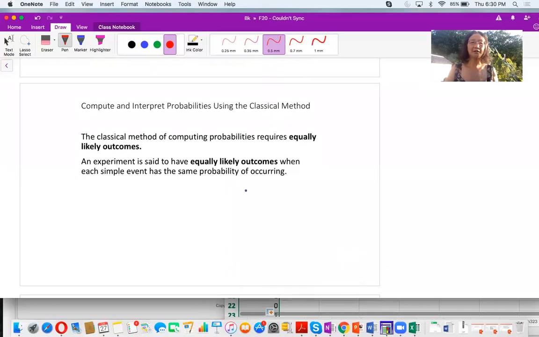This one is just a statement saying a classical method of computing probabilities requires equally likely outcomes. An experiment is said to have equally likely outcomes when each simple event has the same probability of occurring. For example, if you flip a coin, the probability of head is 0.5, the probability of tail is 0.5. Each outcome is equally likely.